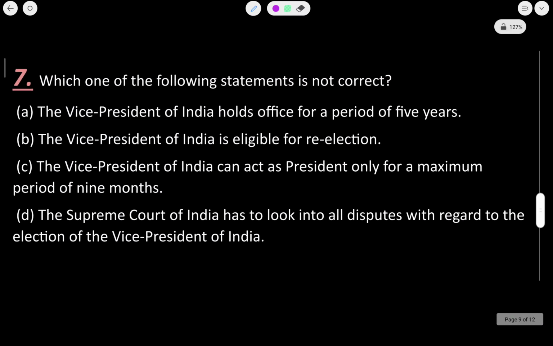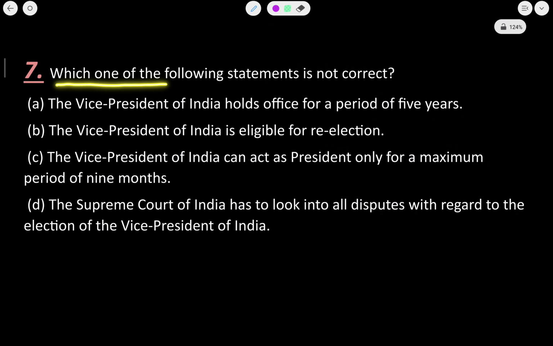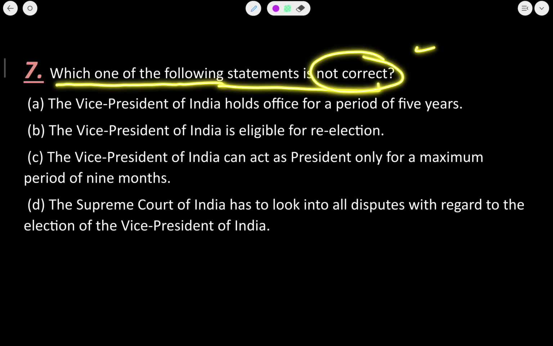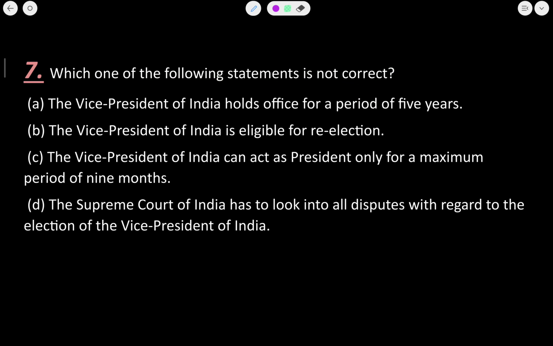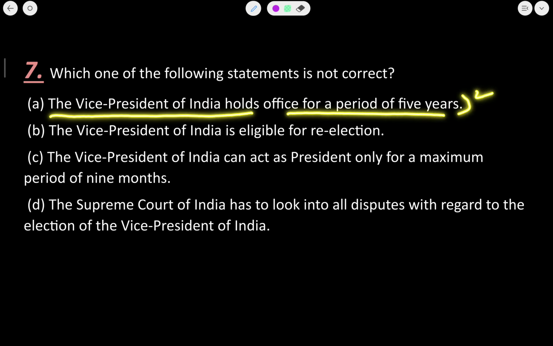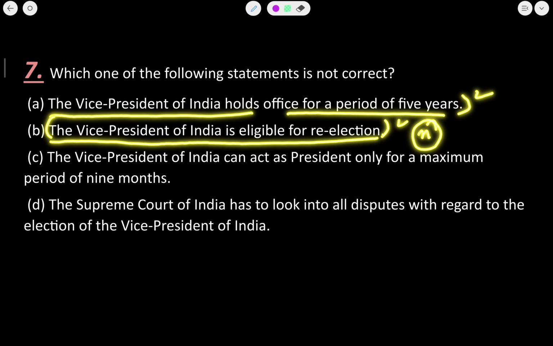Question number 7. Now, which one of the following statements is not correct? We have to highlight the non-correct statement here. The first one is the Vice President of India holds office for a period of 5 years. Yes, the statement is true. The Vice President of India is eligible for elections. Yes, and he can be selected or elected n number of times. ठीक है, any number of times he can be elected. So he is eligible for re-election.